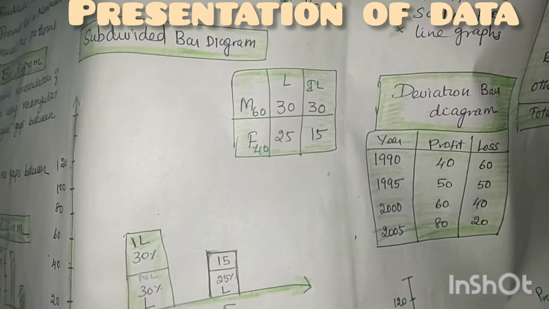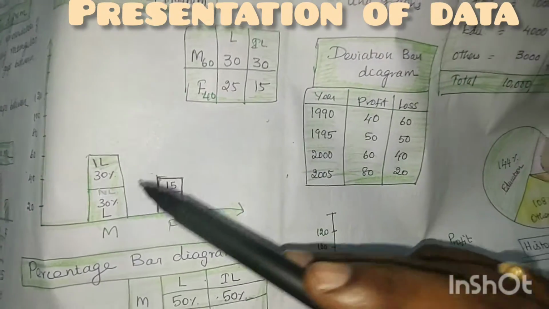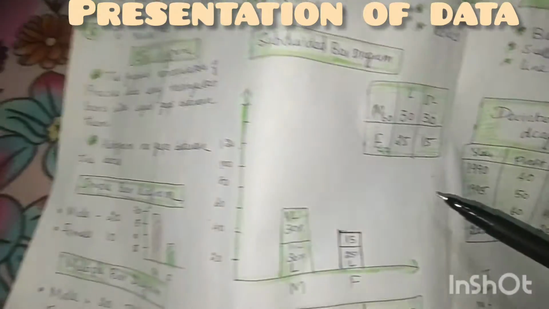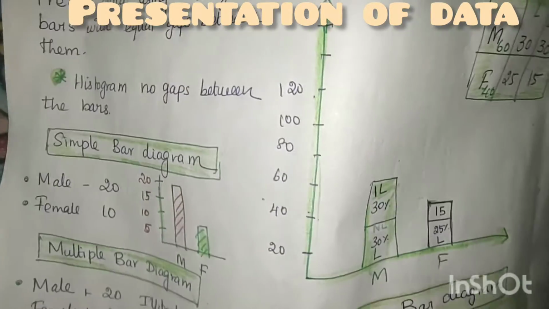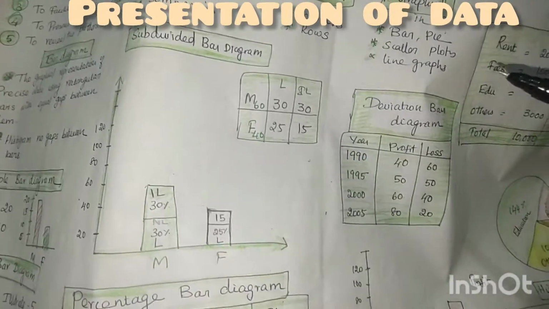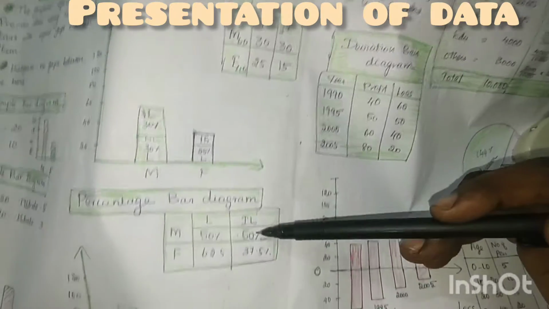What are bars? The bars are the graphical representation of the previous data, using rectangular boxes, right or not? Rectangular boxes with equal gap. So the bar diagrams are called the simple bar diagram, multiple bar diagram, and the subdivided bar diagram, literate and non-literate. Right or not?